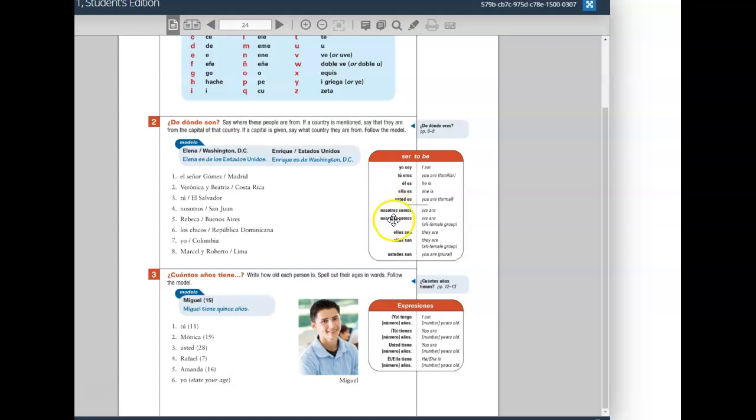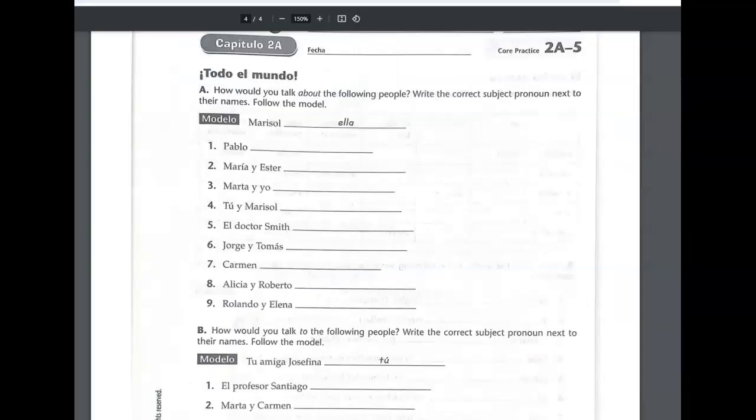Nosotros and nosotras both mean we, but nosotras would be an all-female group, and ellos and ellas mean they, whereas ellas is an all-female group. Ustedes is the pronoun that you would use to talk to more than one person. So, doing the first couple together, how would you talk about Pablo? Just like the example here, ella, to replace the name Marisol. Él would be used to replace the name Pablo. Again, you're talking about him. He, él. Maria and Esther is female plural. That would be ellas, they.